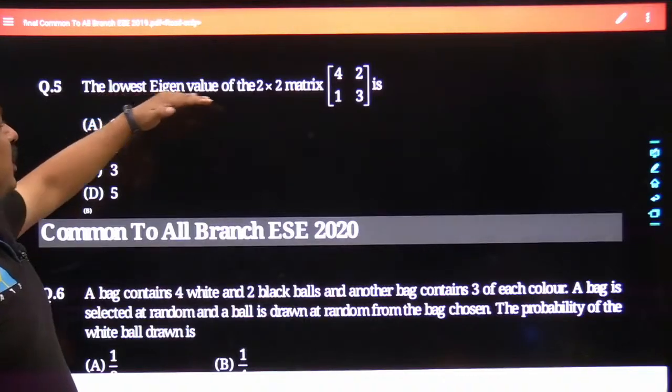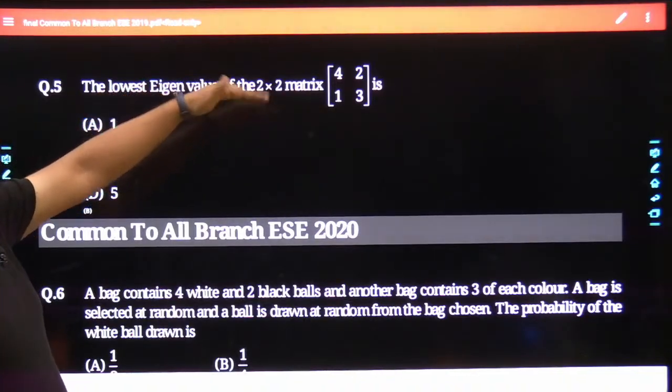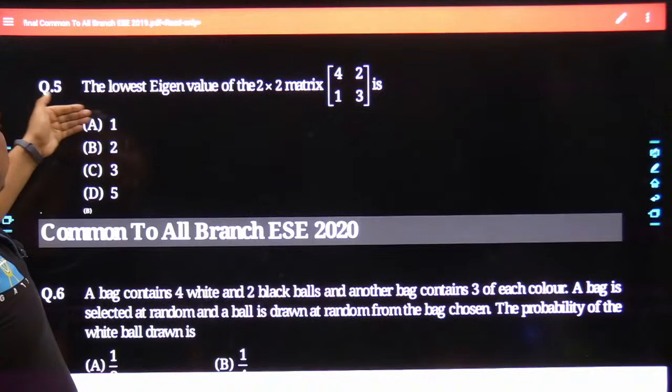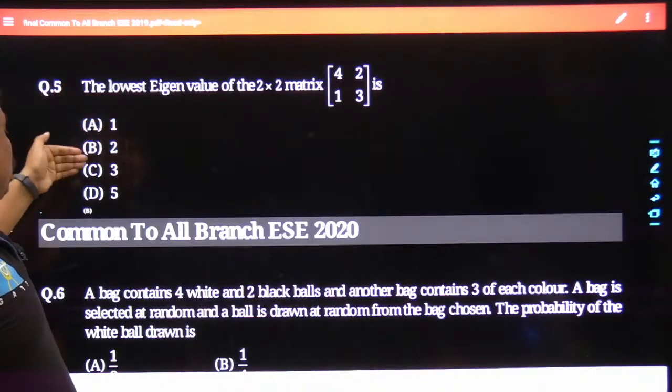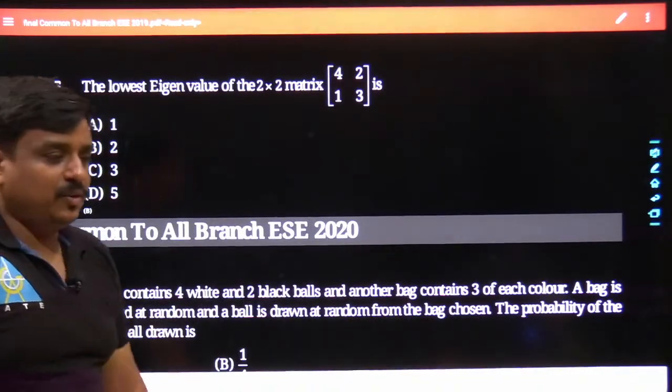Tell me what would be the best most answer for this given problem. The lowest eigenvalue of the 2 cross 2 matrix, which is 4, 2, 1, 3, is. The options were given as: option A is 1, option B is 2, option C is 3, option D is 5. Tell me what would be the best most answer.